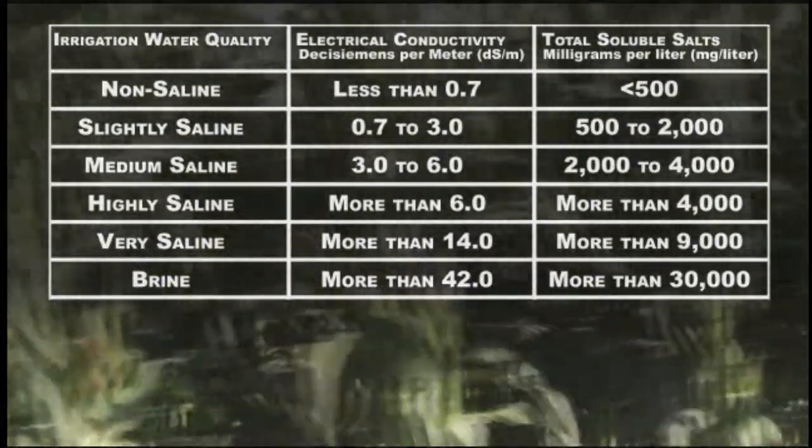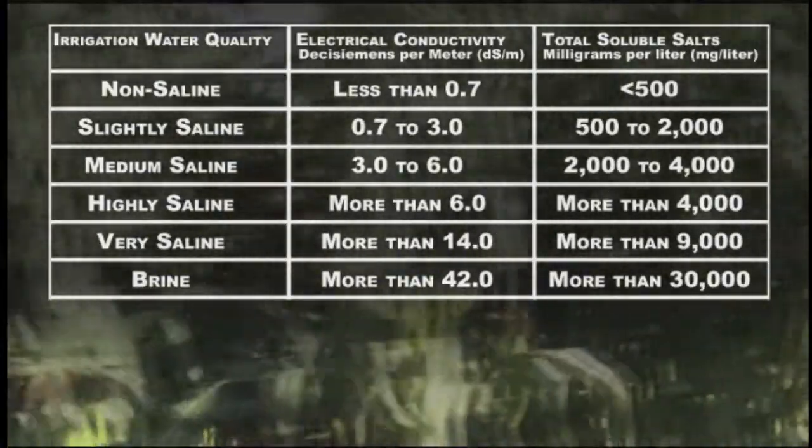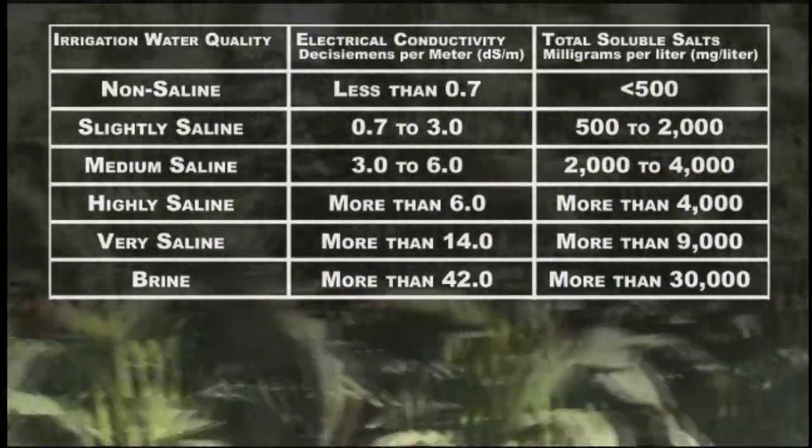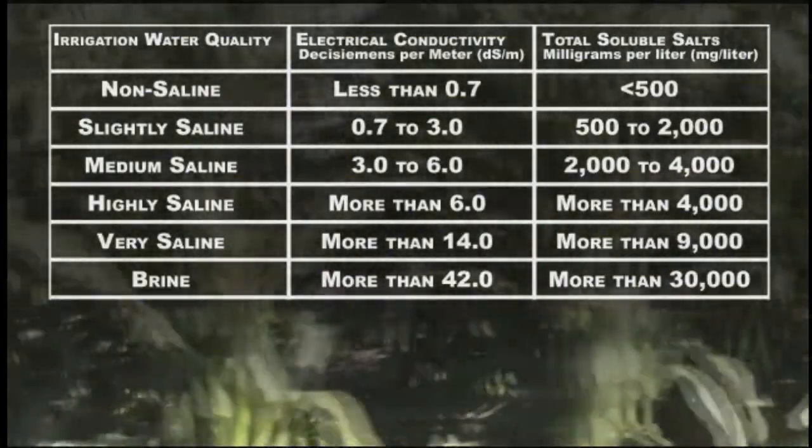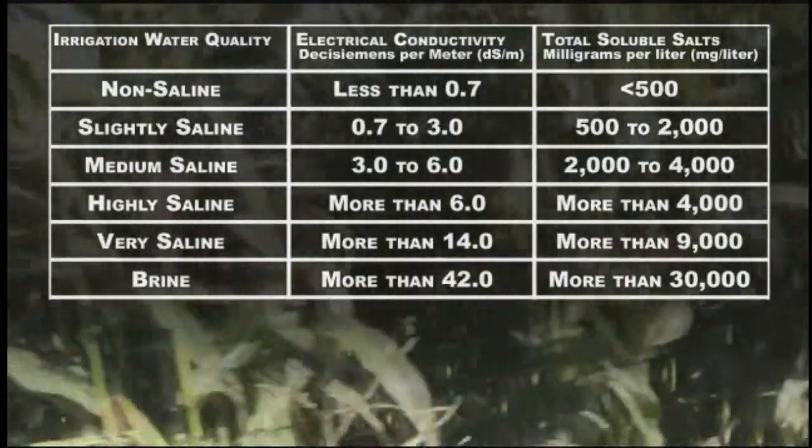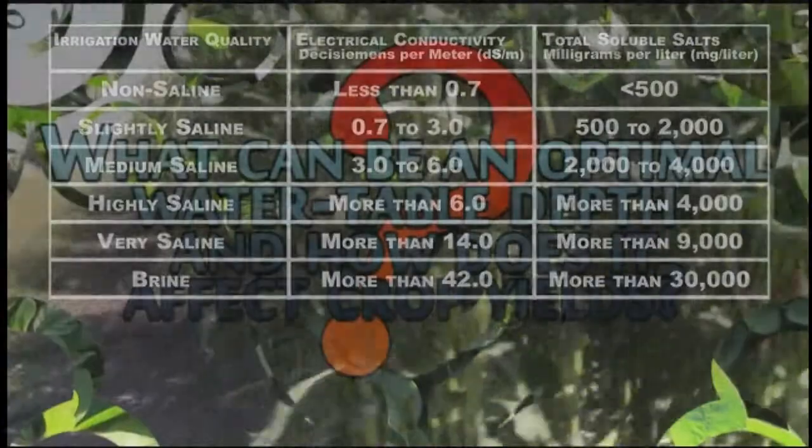We can also analyze groundwater for total soluble salts. Groundwater having a total soluble salts level of under 500 parts per million will be considered non-saline.